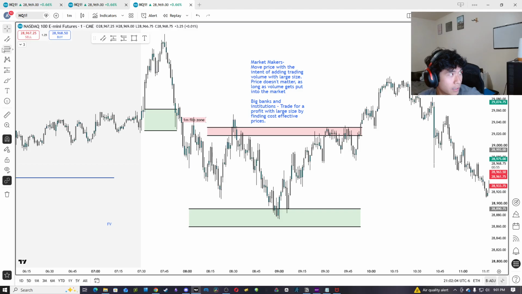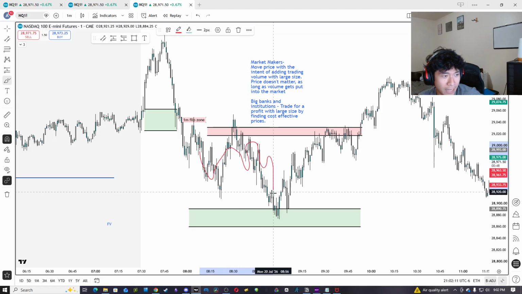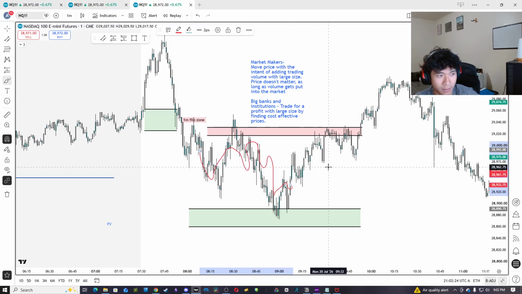Okay. The market maker's job right here is just to get price moving around, because as price is moving around, there are people watching, and as they watch price move around, they're thinking, oh, this is a good opportunity to join the trade, right? So these market makers are just moving price around, and then these people join in on the trade, right?